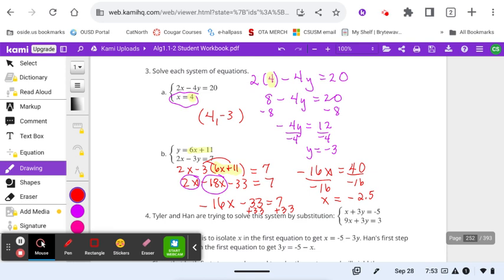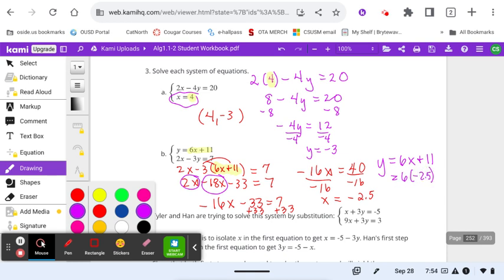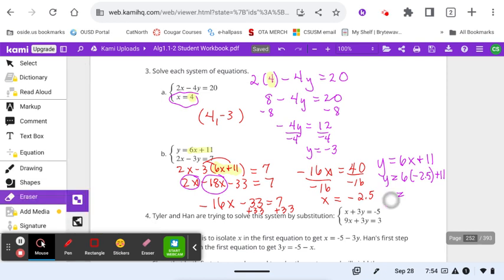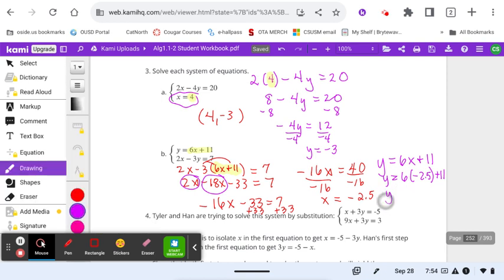Okay, that's just my X. I now need to go plug back in to get my Y. All right, now I'm going to plug in the -2.5 that I got for X. Grab a calculator and do that. And I got -15 plus 11, which is just -4.